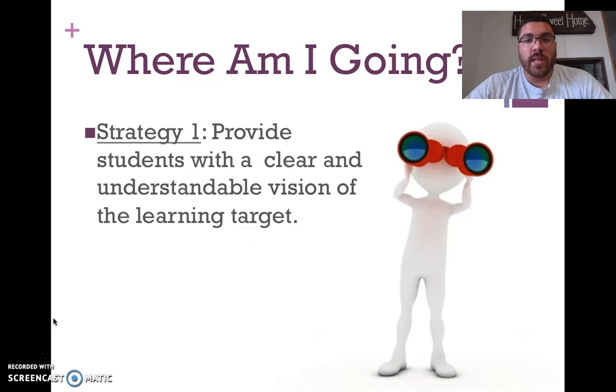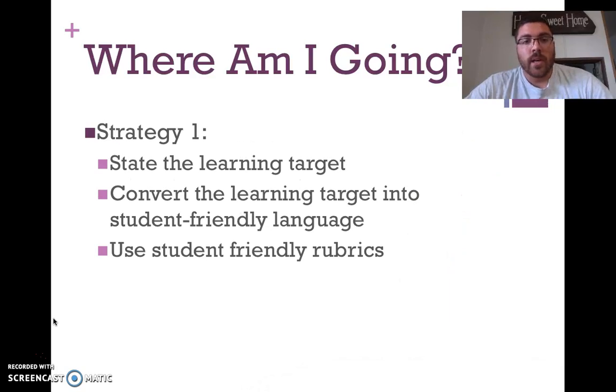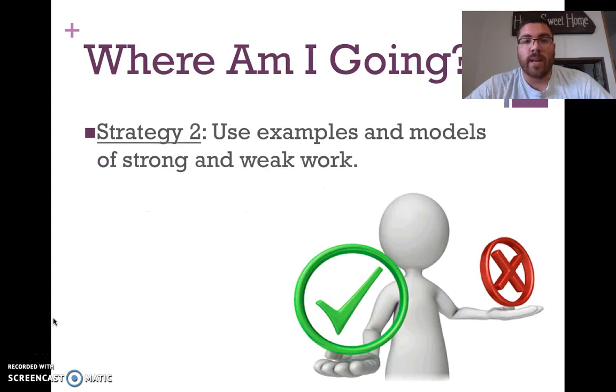The first portion is where am I going? Strategy 1 is to provide students with a clear and understandable vision of the learning target that they are going to be working on. In order to do this, you obviously need to state the learning target. You also need to convert that learning target into student-friendly language that they can actually understand. And then you also want to use student-friendly rubrics so they can understand how they'll be graded.